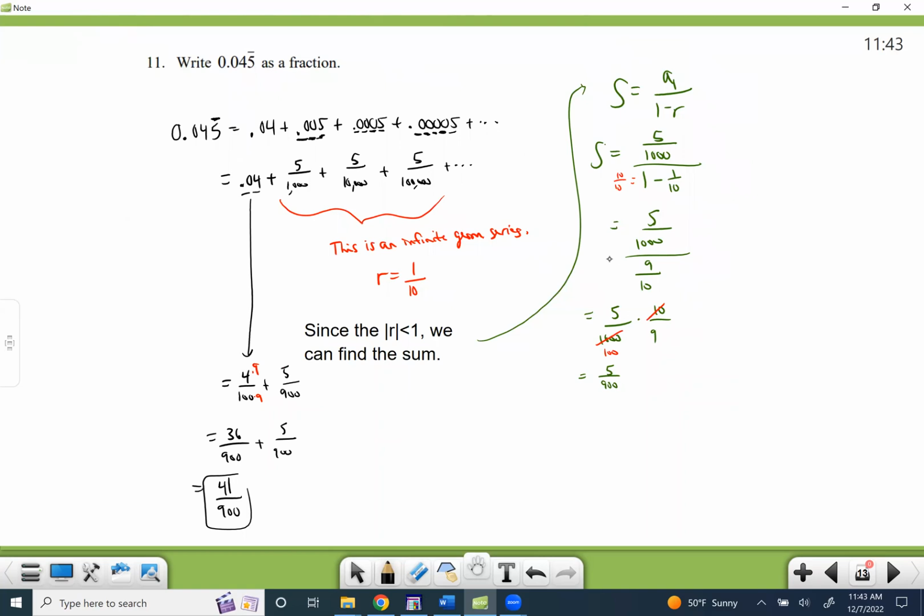So you now know how to turn not just terminating decimals into fractions. Look at all these terminating decimals that we turned into fractions. But now you guys know how to take a decimal that repeats and turn it into a fraction also. So you've added something new to your little tool belt for things that you can do.